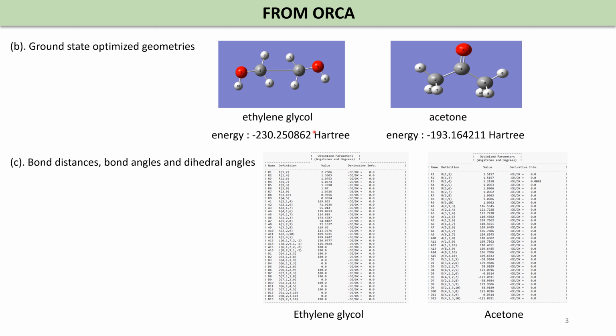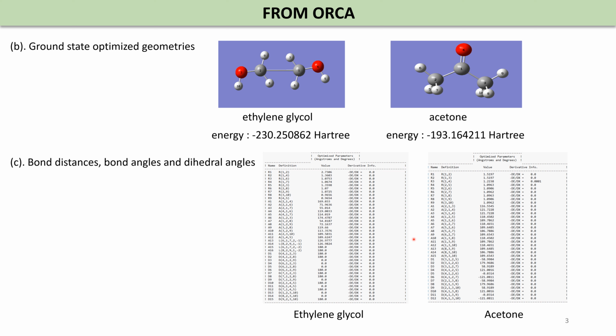And this figure represents the corresponding optimized geometry for ethylene glycol, and the energy to be noted is minus 230.250862 Hartree. And for acetone, this is the optimized geometry, and the energy corresponding to this is minus 193.164211 Hartree. And these are the tables corresponding to ethylene glycol and acetone respectively, which show the bond distances, bond angles, and dihedral angles.